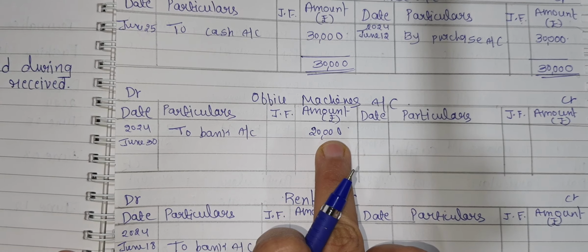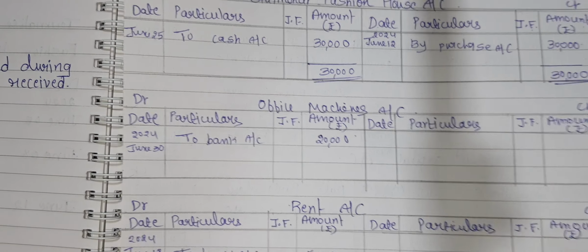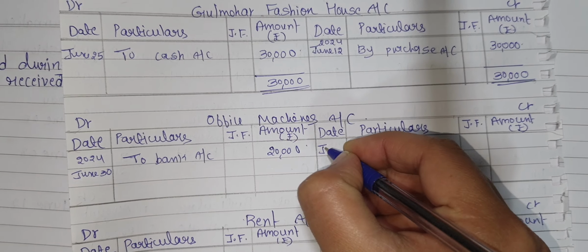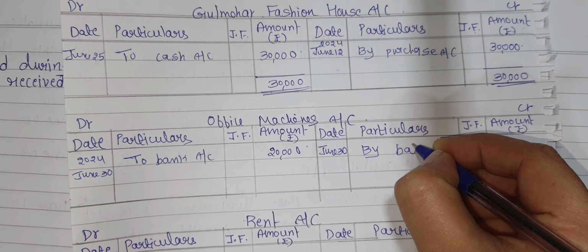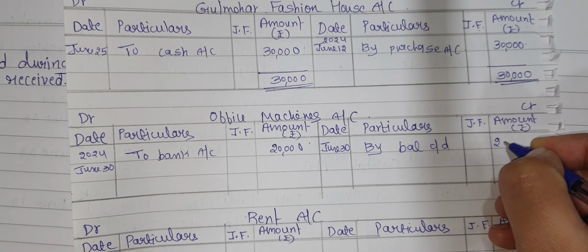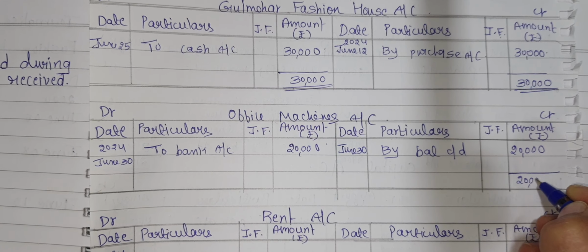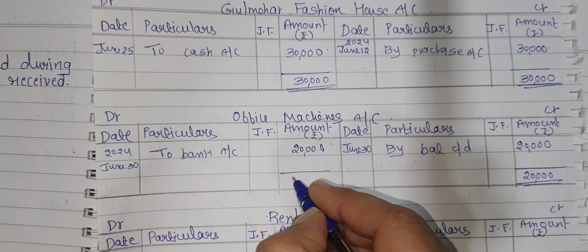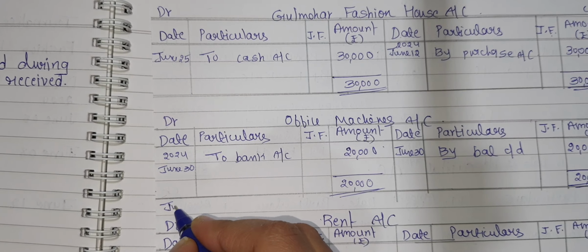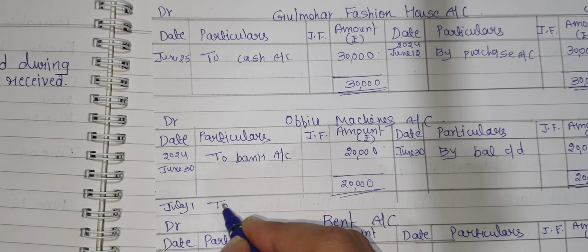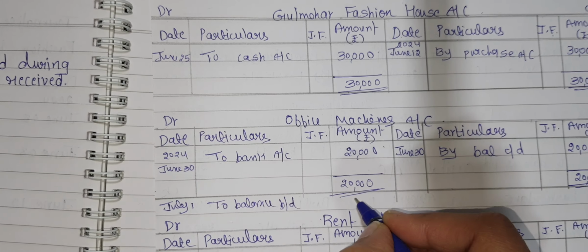Next one, office machines account. See here, to bank account, that is rupees 20,000, on the debit side. Here on the credit side there is no amount. So on June 30th, the closing balance is by balance carried on, that is rupees 20,000. And on July 1st, the opening balance is to balance brought down. Brought down means opening balance, that is rupees 20,000.